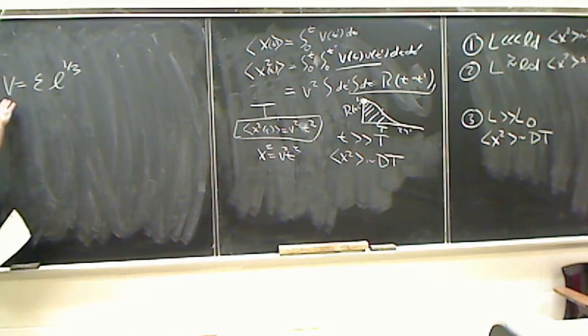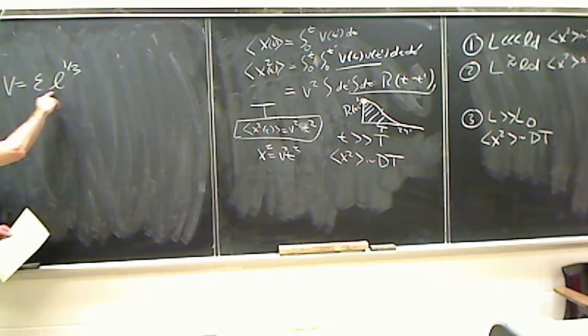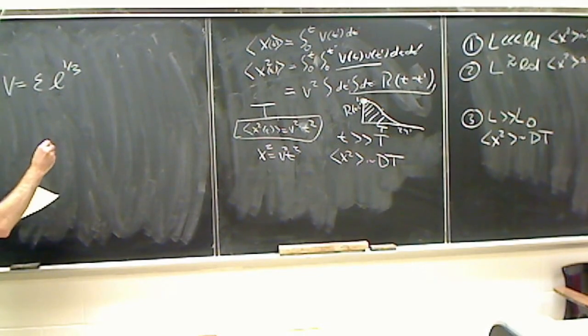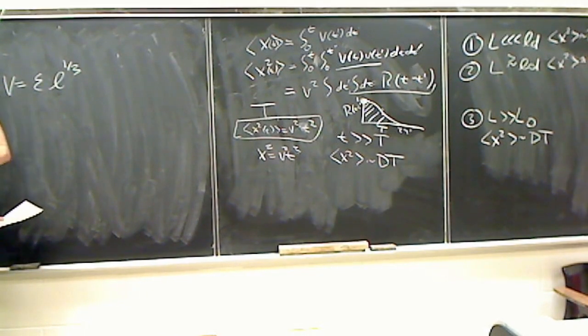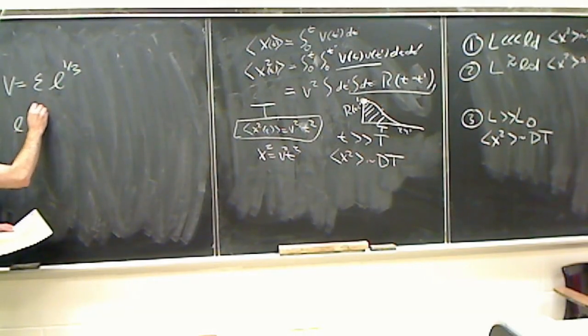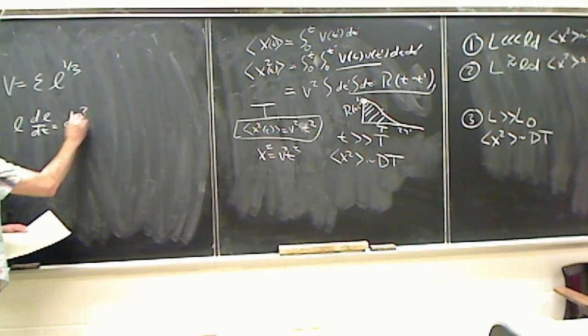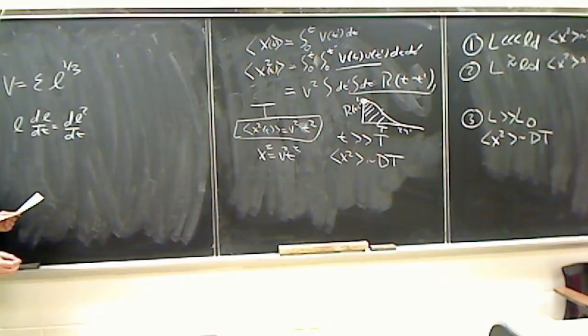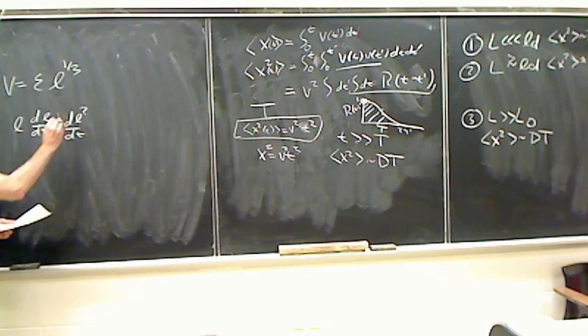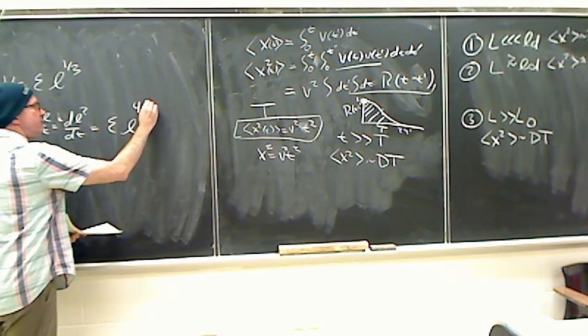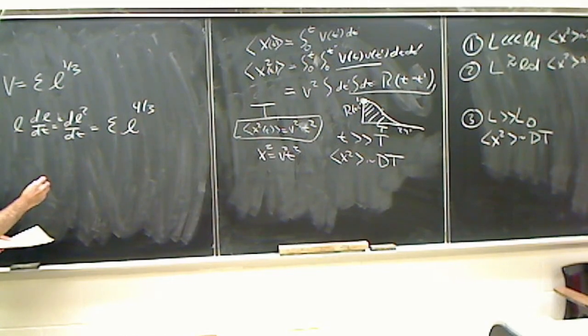So velocity in a turbulent fluid goes like the energy injection rate or the dissipation rate, they're the same by assumption, times L to the 1/3. So this is equal to dL/dt, right? So L times dL/dt is dL squared/dt, with a 1/2 in front if you want to be careful, which is epsilon L to the 4/3.